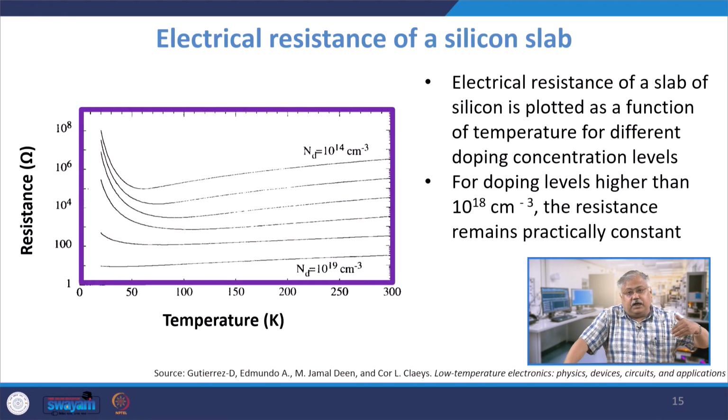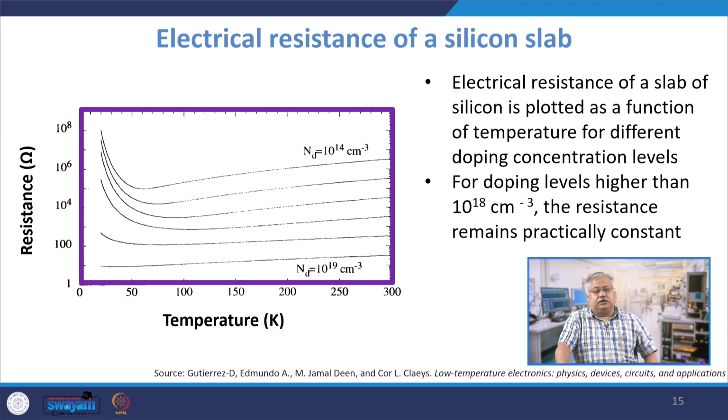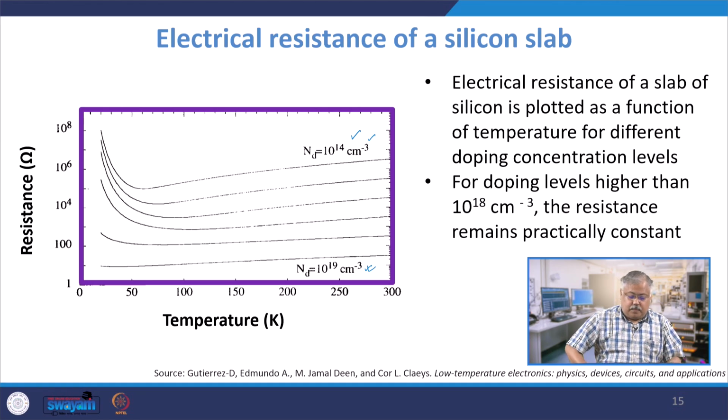Therefore, since we have now studied the mobility and the carrier concentration, we will now look into the electrical resistance of a silicon block. On the y axis we are plotting resistance in ohms, and on the x axis temperature, for a simple silicon cross, and for various values of the doping concentration starting from 10 to the power 14 to 10 to the power 18 per centimeter cube.